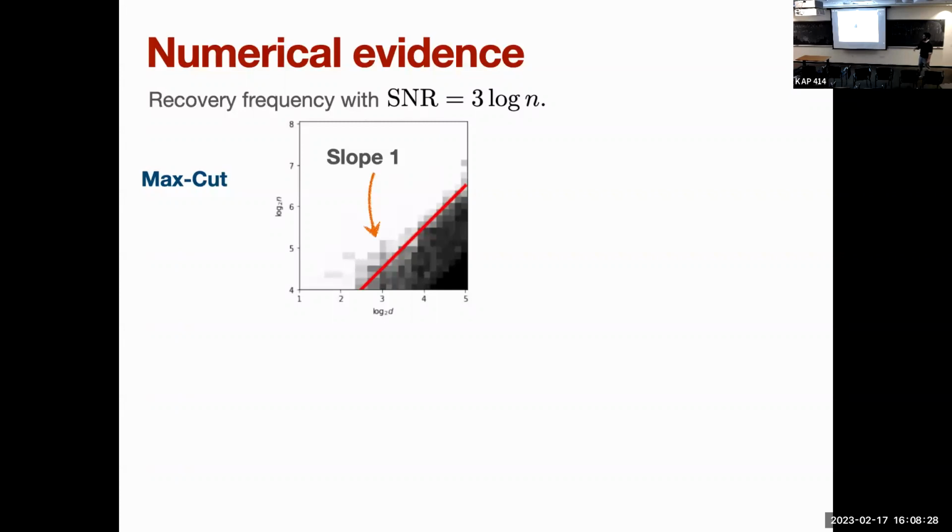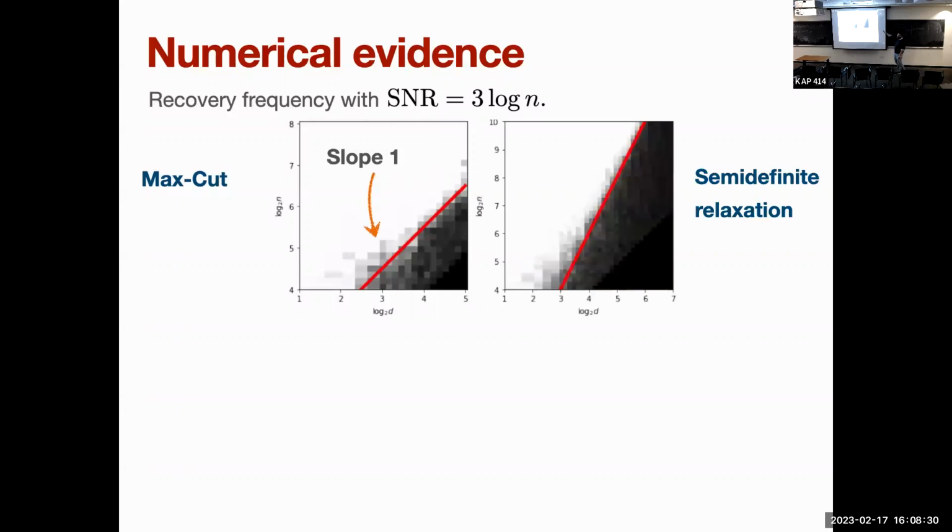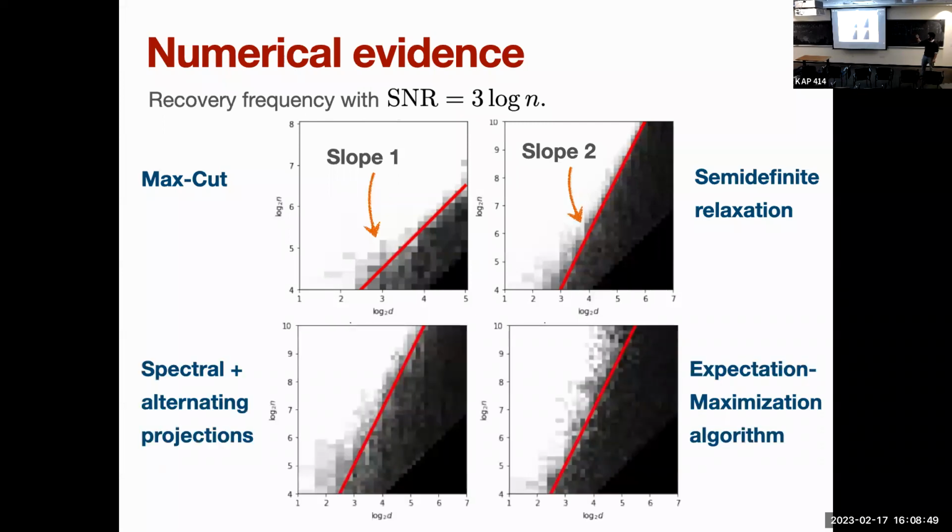Now if we try to do the same thing, but with the semi-definite relaxation that I mentioned, Goemans-Williamson, then we also see a very sharp phase transition, but here the slope is two. Since I have a log-log plot, this really means that I have quadratic sample complexity. We repeated this experiment with a bunch of different algorithms: the EM algorithm, for which we gave guarantees, and a couple of other algorithms, and they all look like this, with a phase transition at slope two. So it seems like for all these famous algorithms, at least, we cannot get anything better.